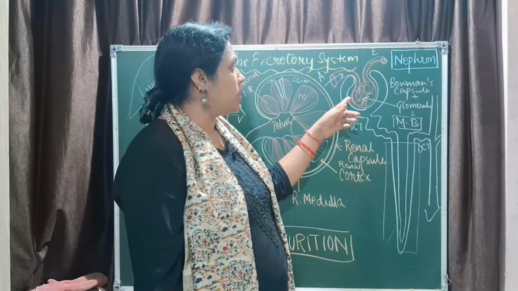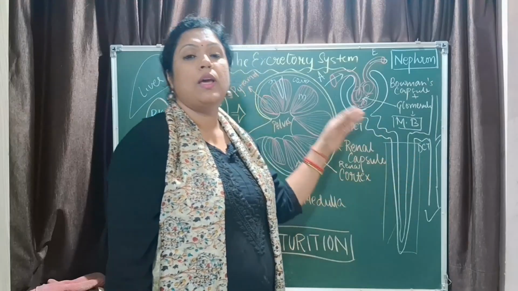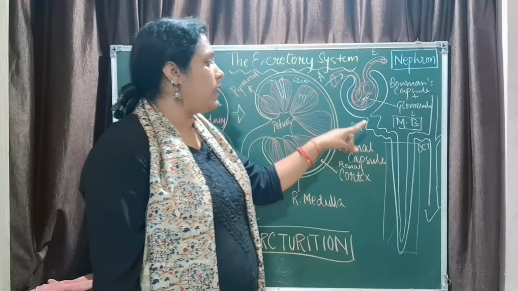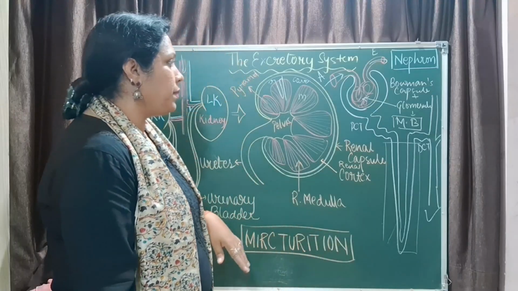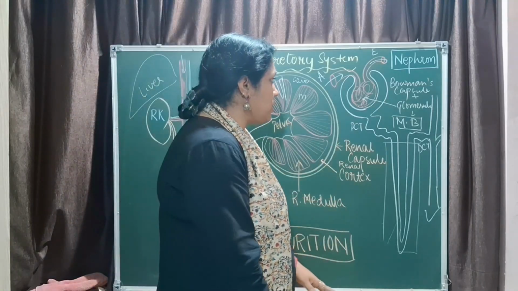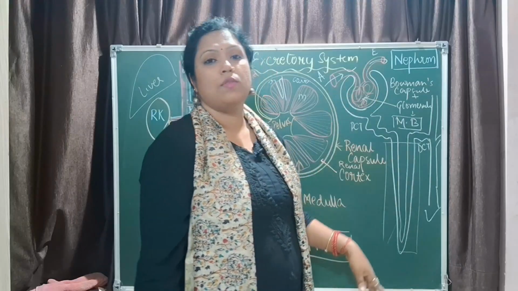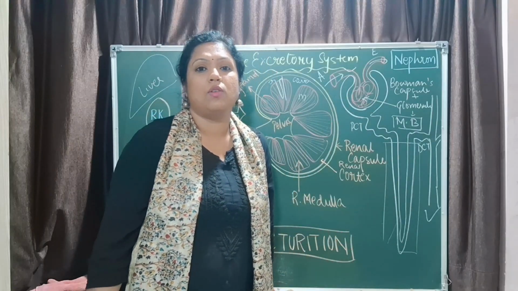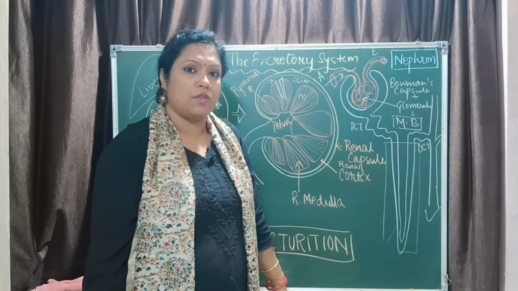So you have to write Bowman's capsule, glomerulus, proximal convoluted tubule, distal convoluted tubule is in the renal cortex, and the loop of Henle and the collecting tubule is present in the renal medulla. Now the steps of urine formation, the first step is ultrafiltration. Because of the difference in diameter of the afferent arteriole and the efferent arteriole, a pressure is developed in the glomerulus which helps in ultrafiltration of the urine.